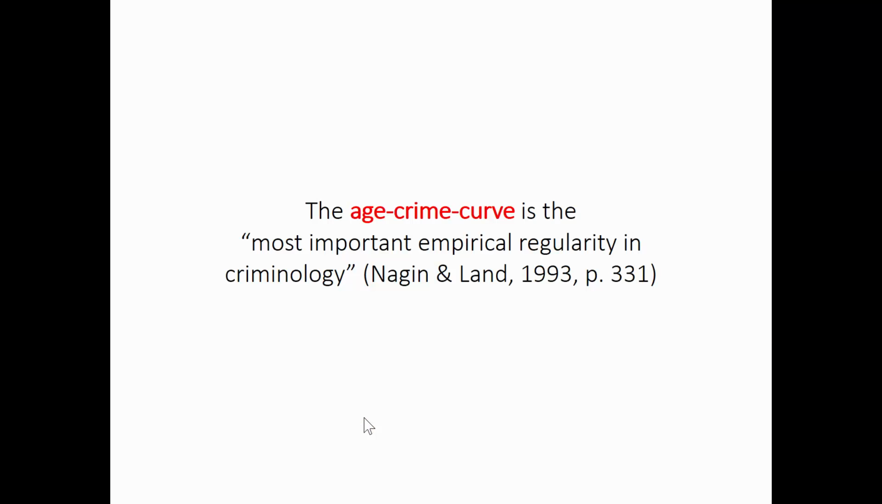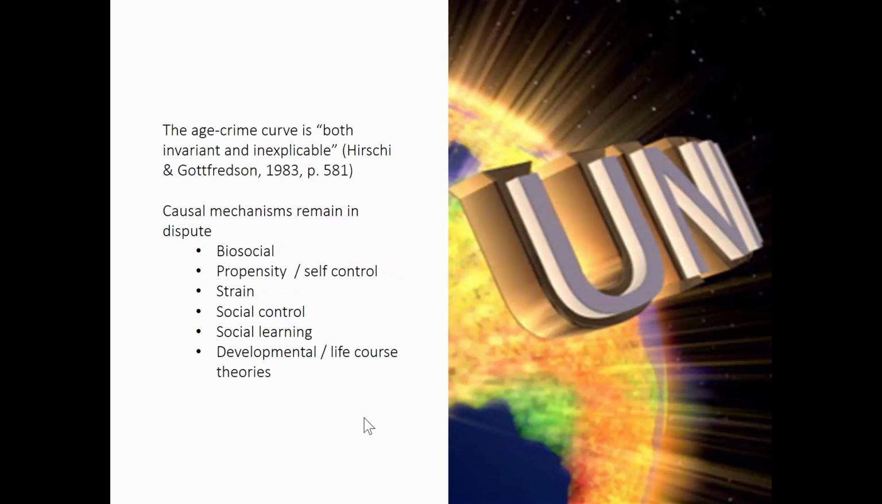And actually people say this is the most important empirical regularity that we find in criminology. Something that we just find everywhere for all types of things. How do people explain it so far? Well, surprisingly in a very unsatisfactory way.